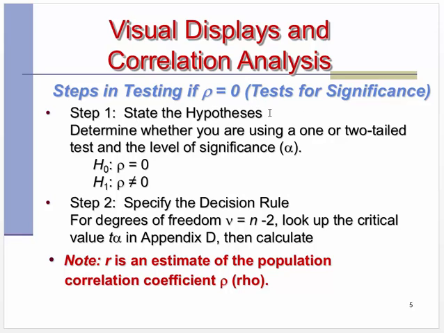First, we need to state the hypothesis, determine whether you're using a 1 or 2 tail test, and the level of significance, alpha. Let's say if you use a 2 tail test, the null hypothesis is rho is 0, and H1 is rho does not equal 0. Okay? And then you specify the decision rule. For degrees of freedom, nu, this little Greek letter here is pronounced nu. Nu is n minus 2. Look up the critical value of t in Appendix D, then we can calculate. We'll work on some real problems when we do the review questions.